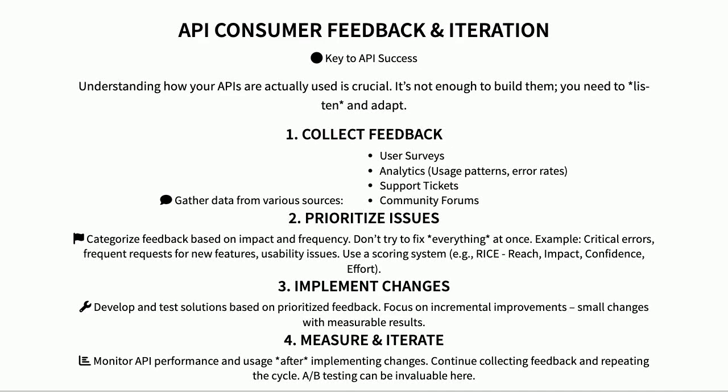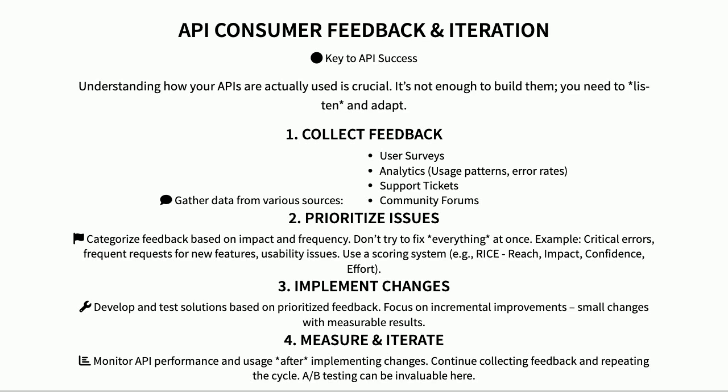Okay, let's talk about how to really make your API shine. It's not just about building them, it's about continuously improving them based on what users are actually doing and needing. First, you need to actively collect feedback. This means looking at everything from simple user surveys to digging into your analytics to see where people are running into trouble, or what features they are using most often. Support tickets and even community forums can provide a wealth of information.